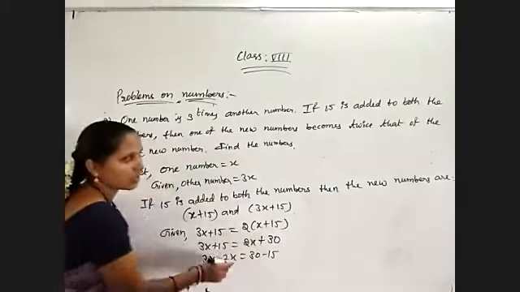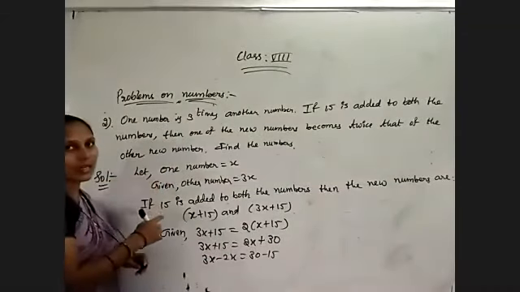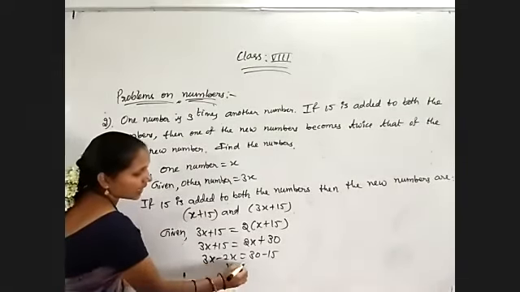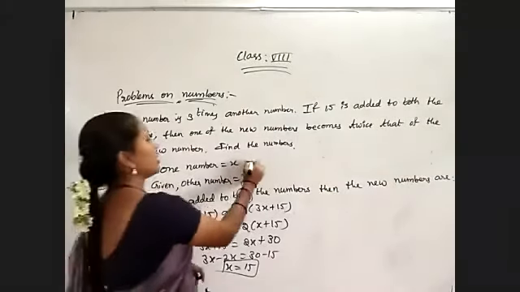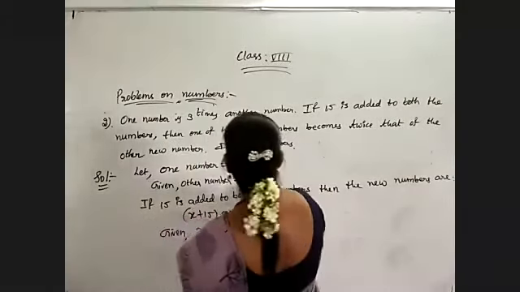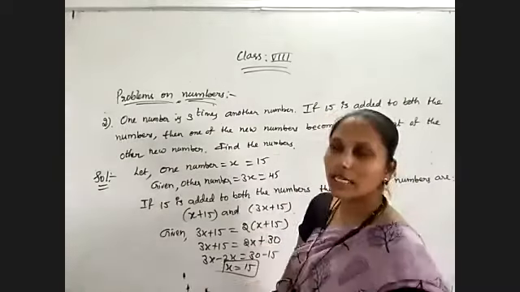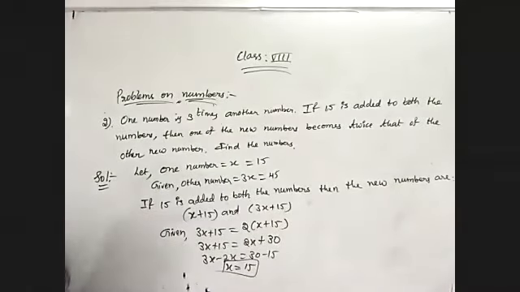So here also we are using equations to solve different types of number problems. So x is equal to 30 minus 15, which is 15. The x value we got is 15. Then what will be the other number? 3 into 15, 3 fives are 15, 45. So those two numbers are 15 and 45. Okay. Now coming to the next question.